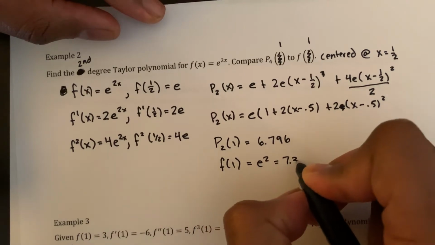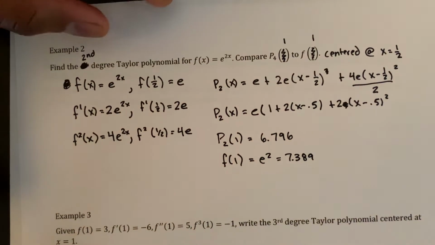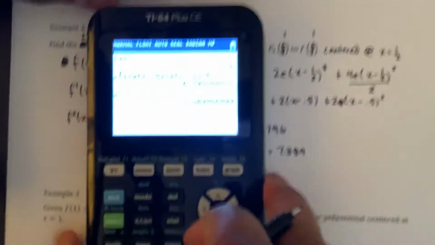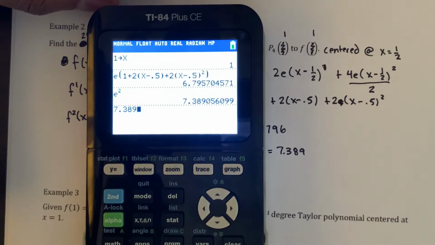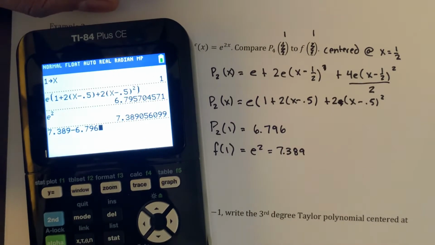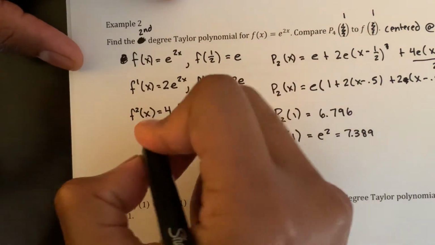So 7.389. So that's a pretty wide margin of error, actually. So 7.389 minus 6.796 is 0.593. So let's see what happens if we add a third degree on.